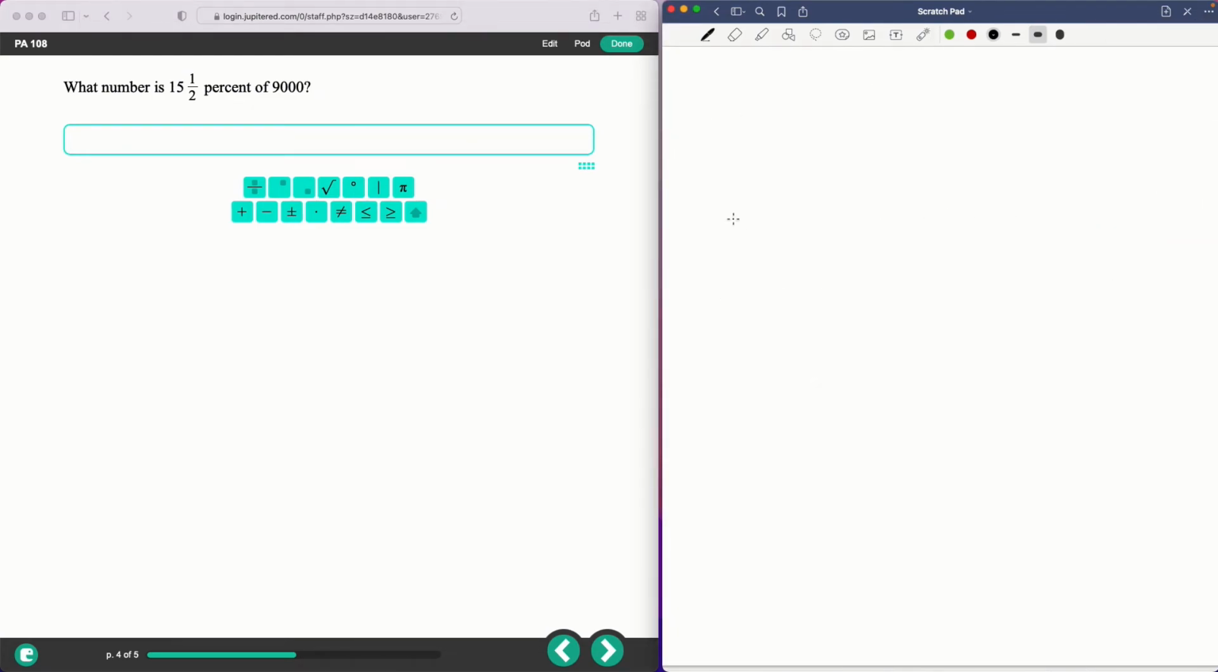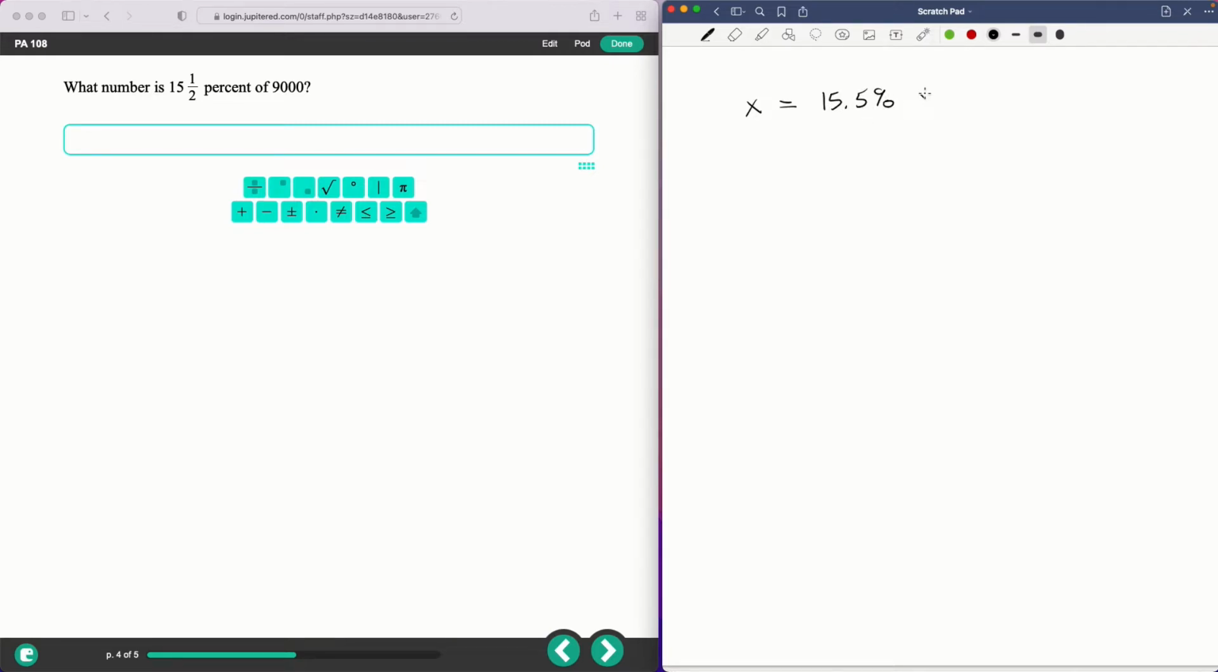You just have to think about, what is the problem asking me? All right, so this is a straight equation. This is our equal sign. What number? That's the question. So that's our x. We don't know what that is. What number is 15.5% of 9,000? Of is multiplication. Half is 0.5.